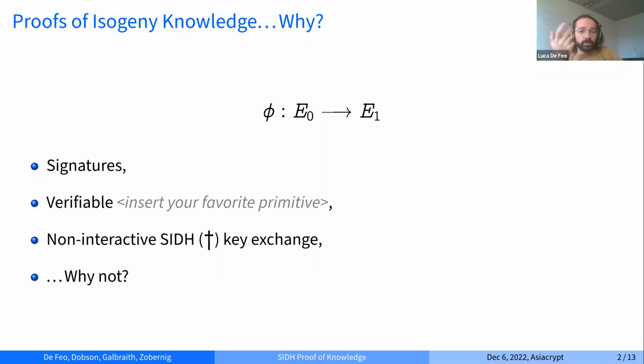Our main motivation when we started this work was to provide non-interactive key exchange based on SIDH. Now, this, of course, is something that's broken because SIDH being broken, you can't really hope for the non-interactive key exchange to be safe.